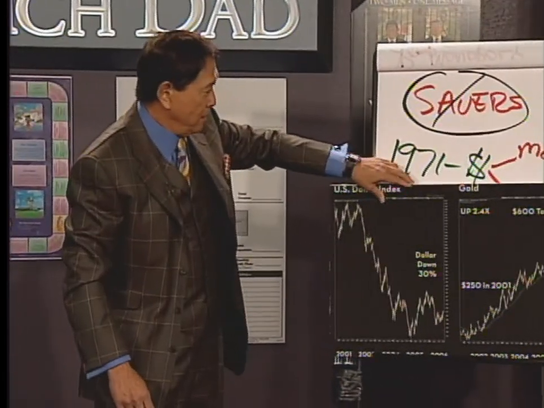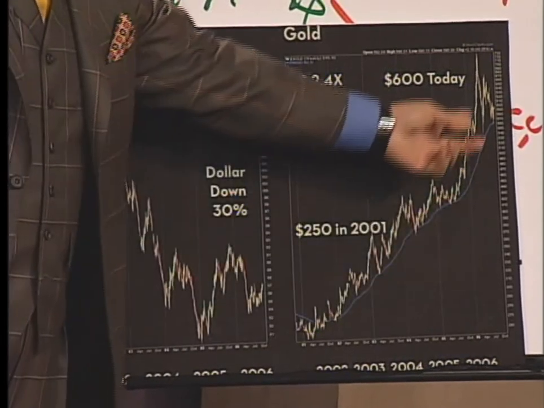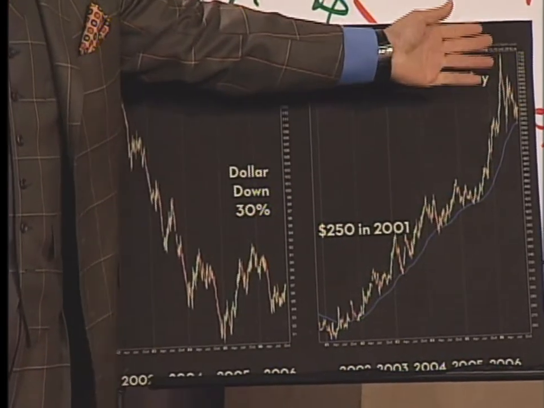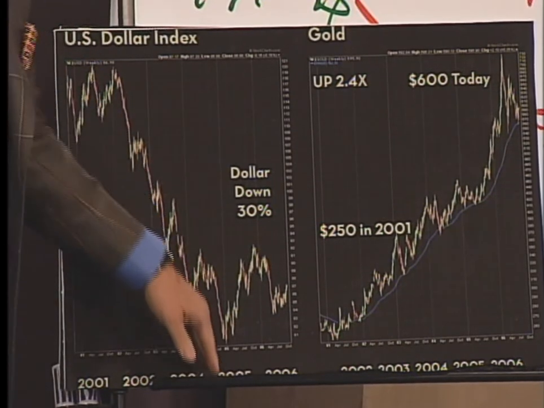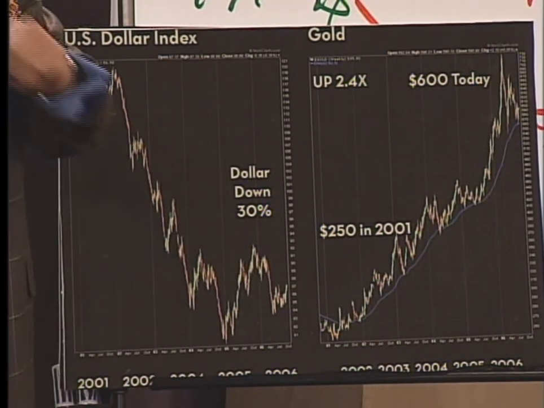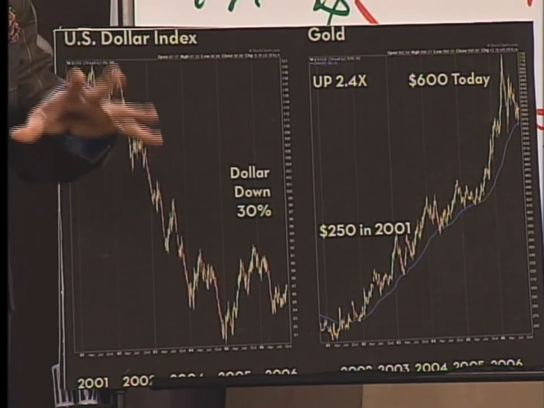This is gold going this way. This is the purchasing power of the gold. So gold can purchase more dollars. And look, the dollar is going down because they're printing it. You can literally just run the printing presses.